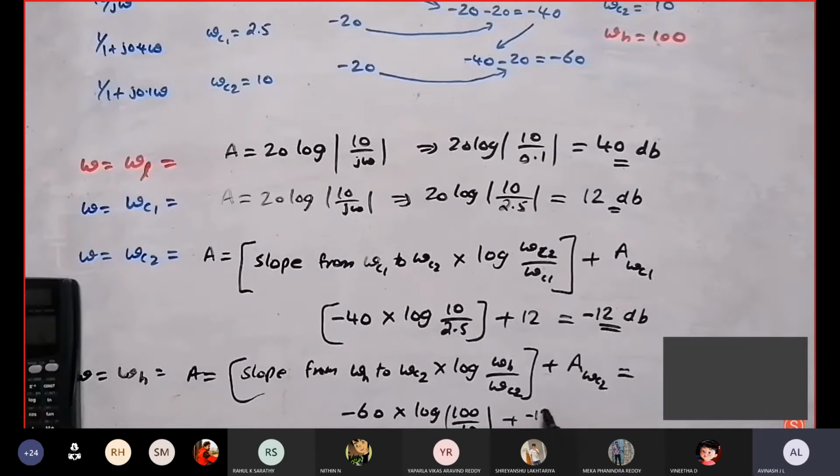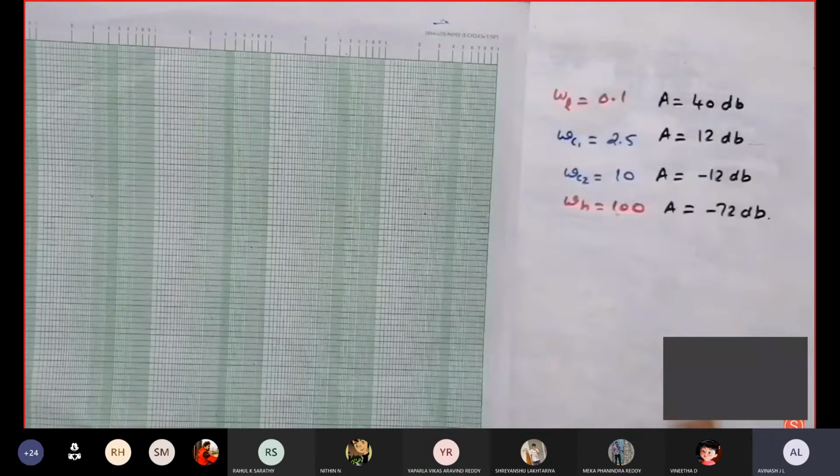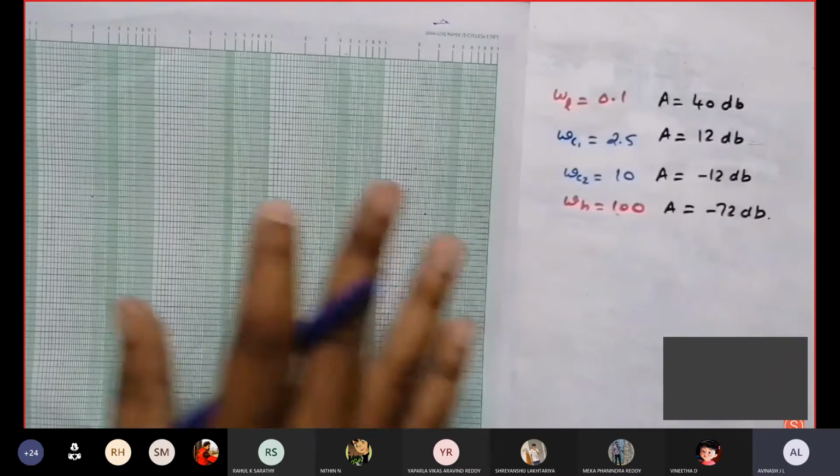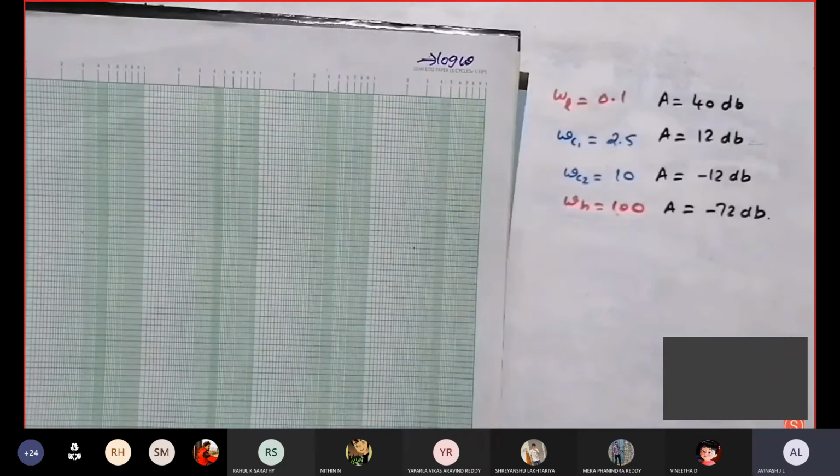That should be added with the previous value. That is minus 12. What will you get? You will get the answer as minus 72 dB. So these are our magnitudes. So with this frequency and magnitude, we are going to draw the magnitude plot in semilog.